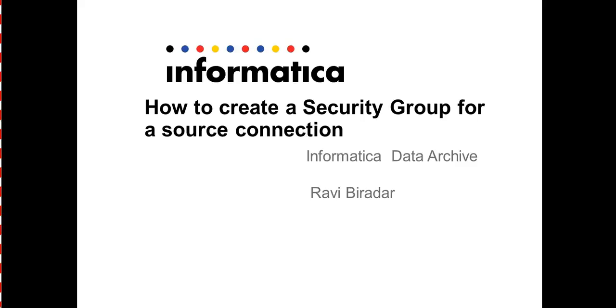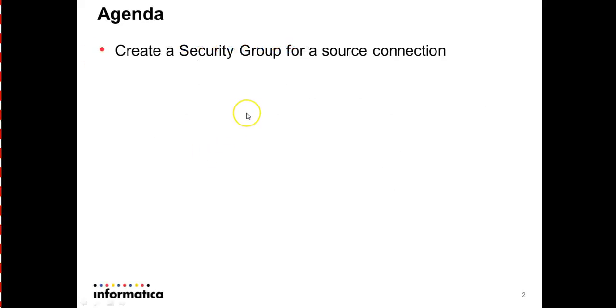Today we will learn how to create a security group for a source connection. So today's agenda is to create a security group for a source connection. We need to create a security group for all the source connections we create in ILM UI in order to run an archive job. For the retirement entity, the security group is not mandatory, but for the live archive job, each and every source connection should have the security group associated, and that security group should be assigned to the user, and only that user can use those connections to run the archive jobs.